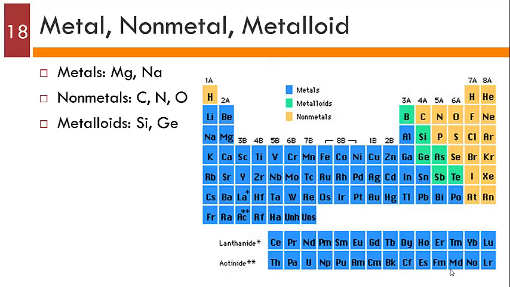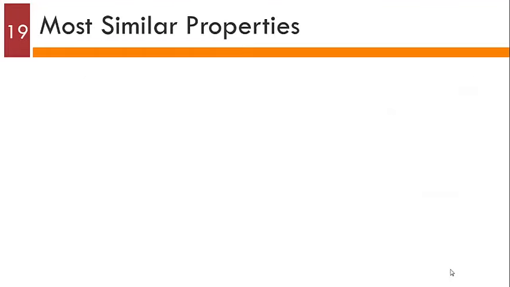It's important to note the staircase that's formed by the metalloids. Pretty much everything that touches that staircase, except for aluminum, is going to behave like a metal. The ones at the bottom, there's some debate. There's no formal definition for a metalloid. So some people consider them metals, some people consider them nonmetals, and some people consider them metalloids. But more or less, those elements that are in green don't quite behave like a metal, and they don't quite behave like a nonmetal.